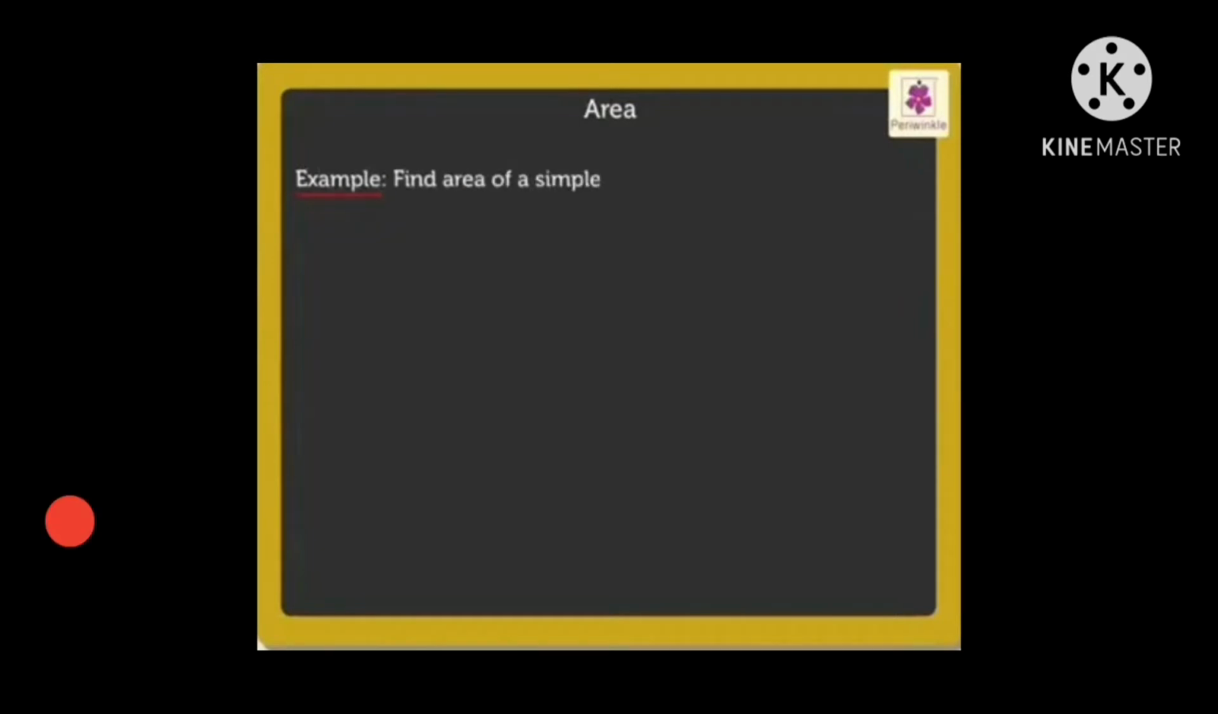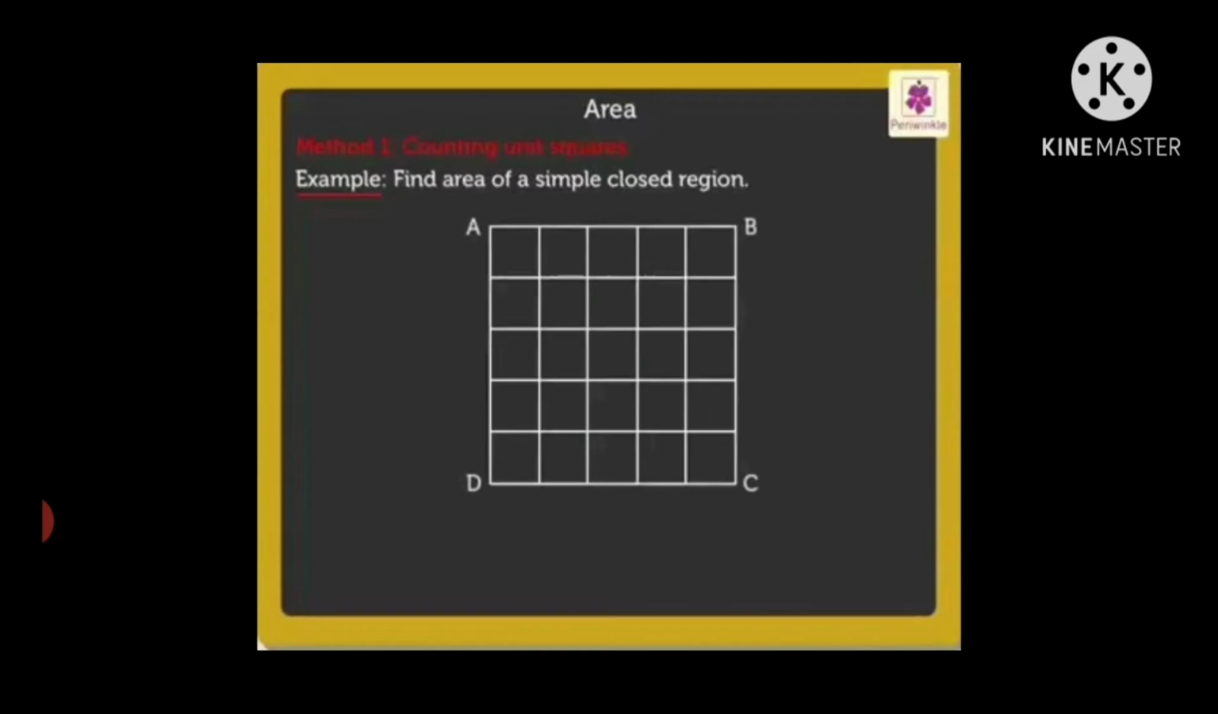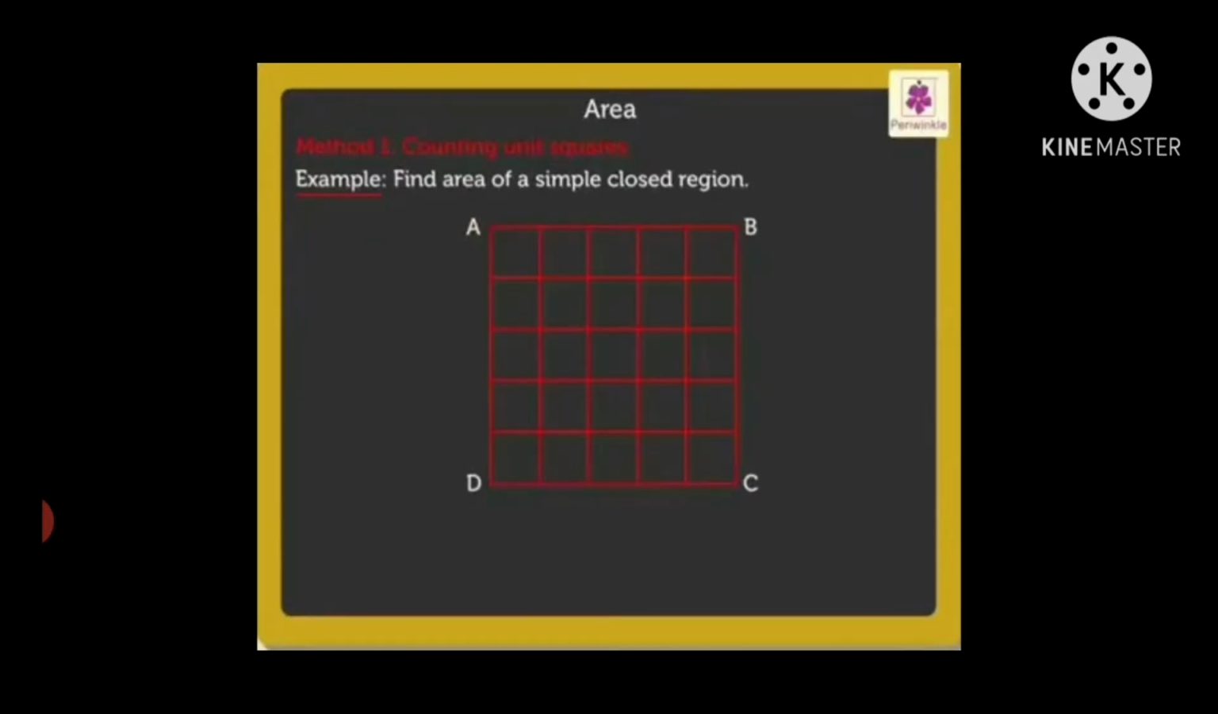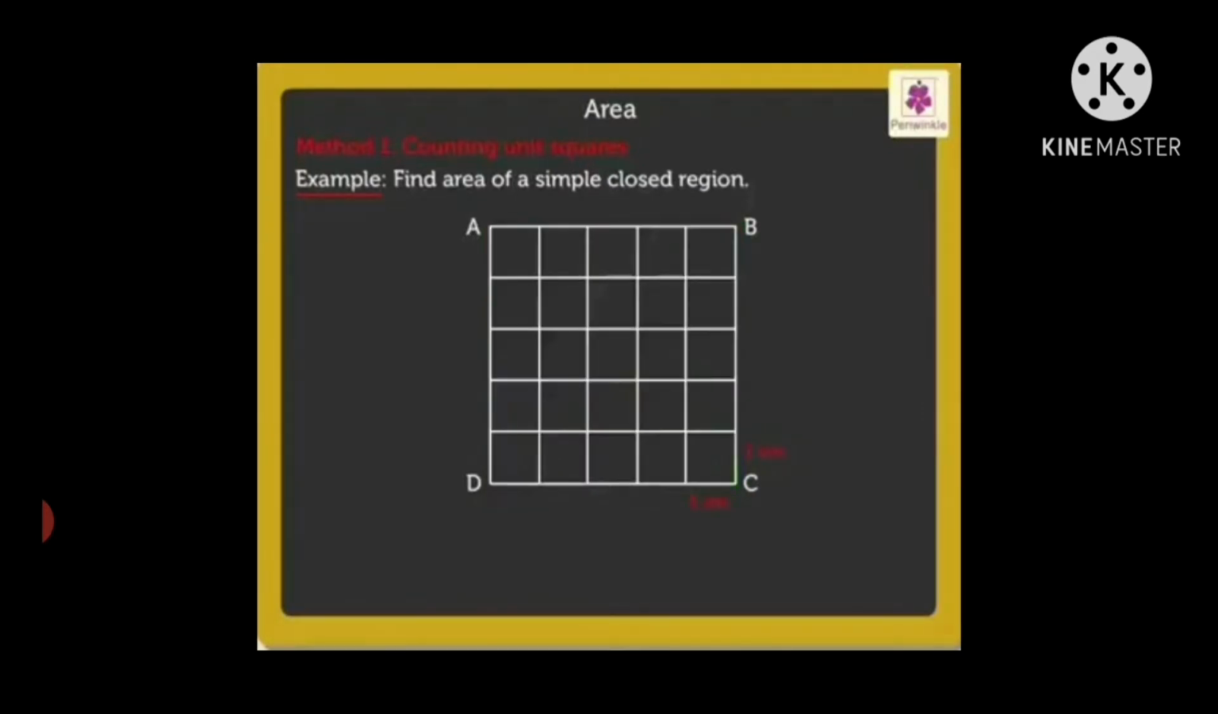Area of a simple closed region by counting unit squares when the region is divided into unit squares. Look at the square ABCD. It is divided into 25 equal squares of side 1 centimeter each. Thus, we say that the area of square ABCD is equal to 25 square centimeters.